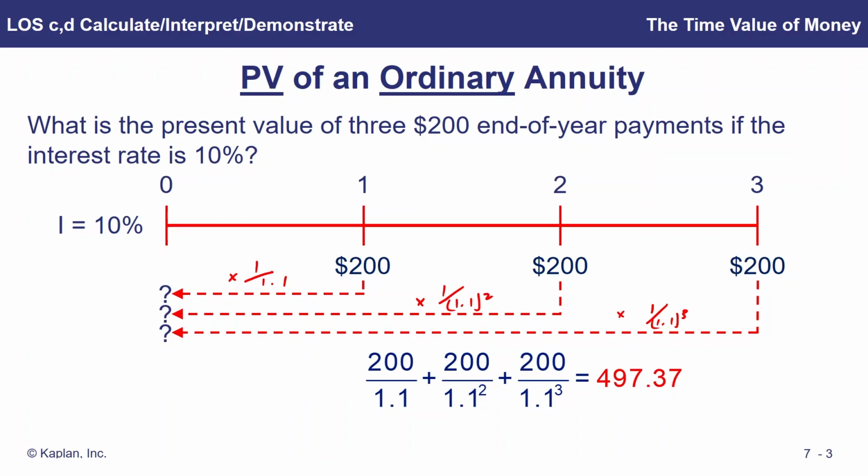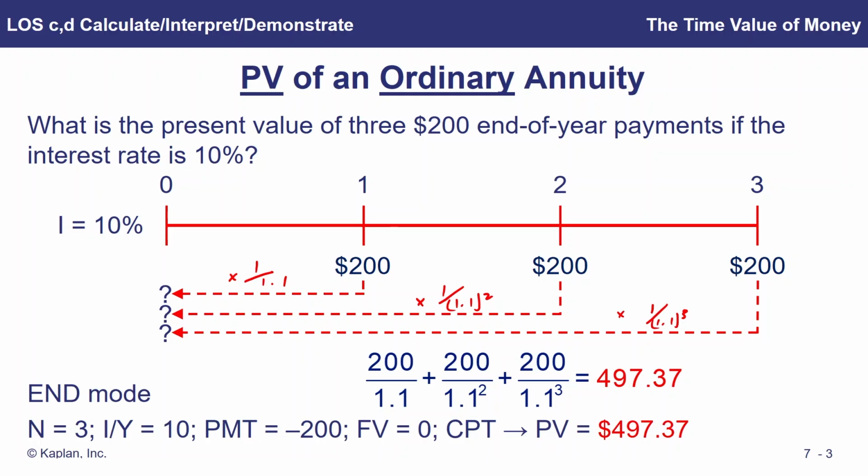I prefer to do 1 over 1 plus r because that's a discount factor, and we encounter discount factors later on in the syllabus. And if you've done it this way all along, you're kind of already familiar with what a discount factor is. Remember, take a future value, multiply by a discount factor, and you get a present value. So the present value of those 3 lots of $200 discounted back one at a time and summed is $497.37.